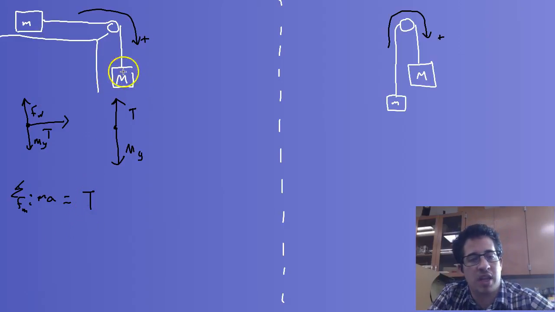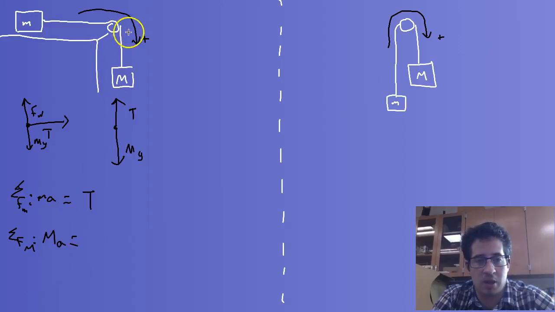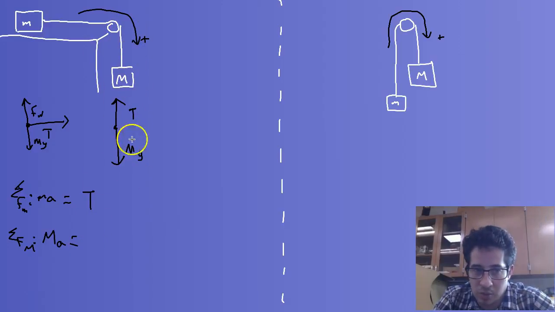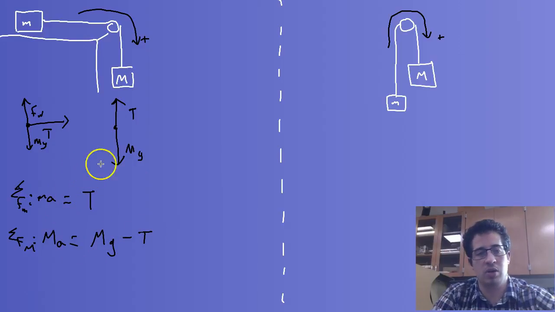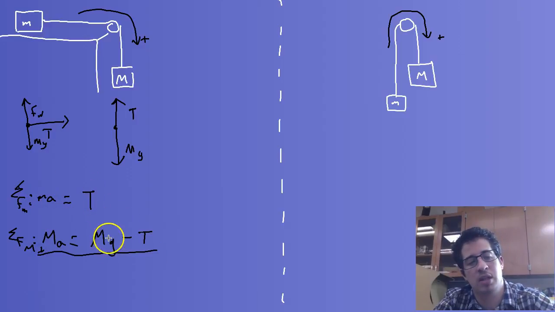For the second object, we'll do the sum of the forces acting in that same plane. So for this one, we have big M times a. And in the positive direction, so we're saying this way is positive, pulling this way is the weight, Mg, and then pulling back up, we have minus T. So we have two equations here. We want to solve for acceleration, so we're going to add these equations together and do elimination. As you'll see, we can eliminate T.